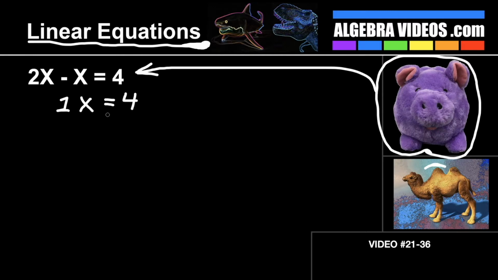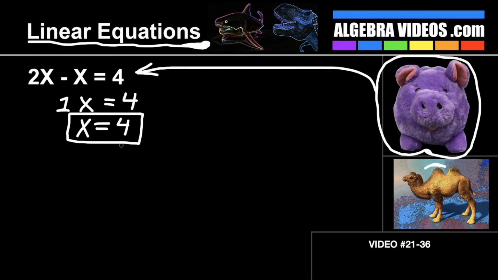So 1x equals 4. And that's the same as saying x equals 4. And believe it or not, that is our solution. That's all there is to it. x equals 4. That was pretty easy. You can do this. And we could stop right there and we'd be done. We could move on to the next problem.